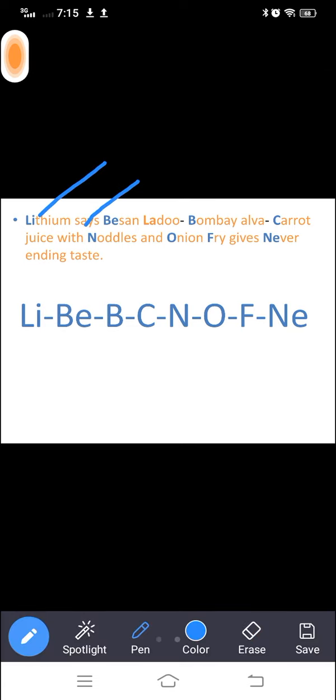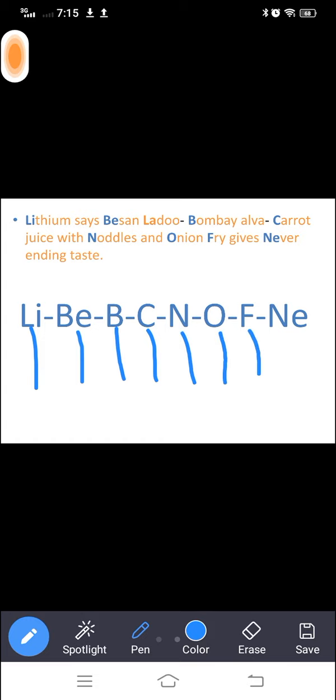Lithium says: Besan Laddu, Bombay Halwa, carrot juice with noodles and onion fry gives never ending taste. Now we see the elements which are highlighted with the blue. Li represents lithium, Be beryllium, B boron, C carbon, N nitrogen, O oxygen, F fluorine, Ne neon.